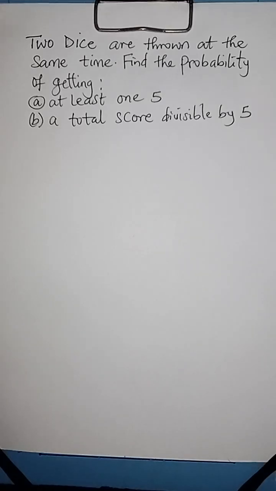Here's a question in probability. Two dice are thrown at the same time. Find the probability of getting A, at least one 5, and B, a total score divisible by 5.